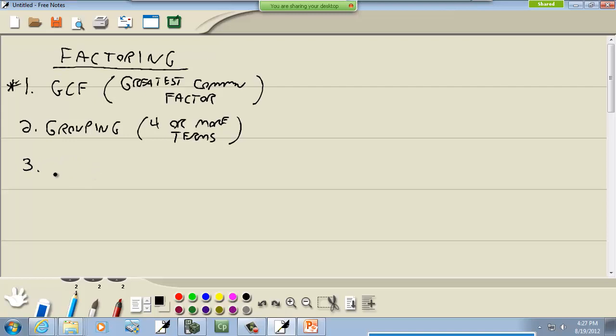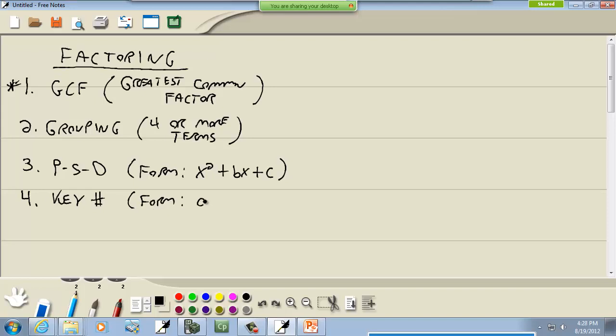Our third one is the PSD, and this is when you have the form x squared plus bx plus c. The key here is we have x squared, x, no x, and there's no number in front of the x squared. Then we have the key number, and this is when it's of the form ax squared plus bx plus c. The key here is you have an x squared, x, no x, and there's a number in front of your x squared.